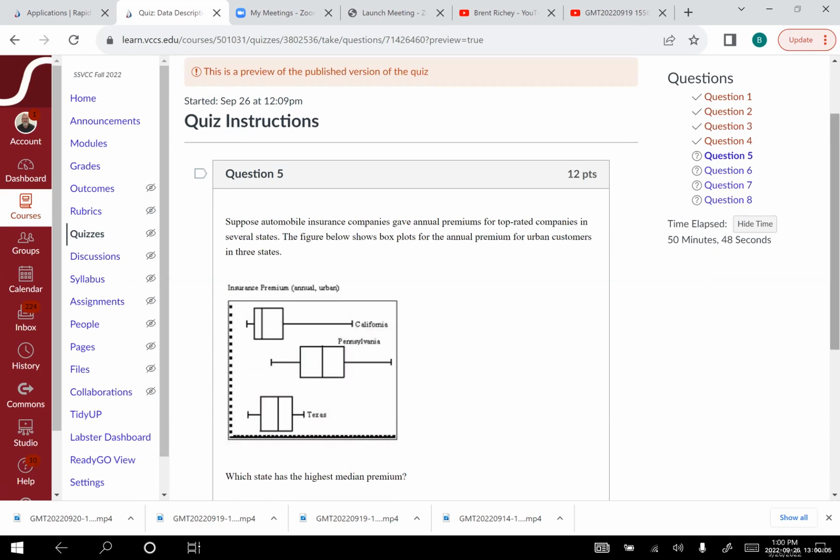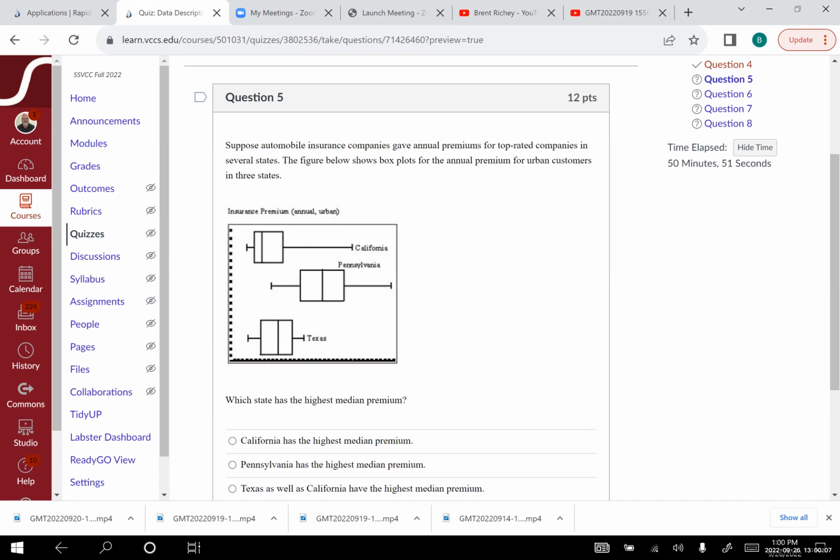Well, this is better. We don't have to worry about the extreme values. Now the question is, we're looking at this box and whisker plot, which state has the highest median insurance premium? Would that be Pennsylvania? Pennsylvania. Yeah, I said Pennsylvania too. Yes. And how do you know that?